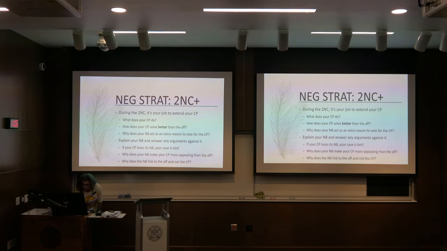So the next one is, why does the net benefit act as an extra reason to vote for the counterplan? If my friend is a vegetarian and doesn't like meat on their pizza, then that's an extra reason not to get pizza because it would exclude them and their feelings would be hurt, et cetera, right?